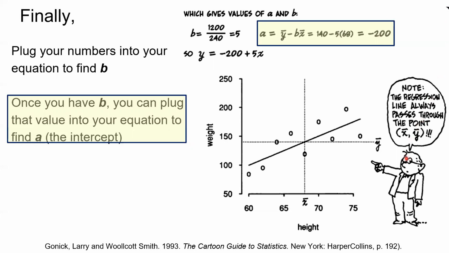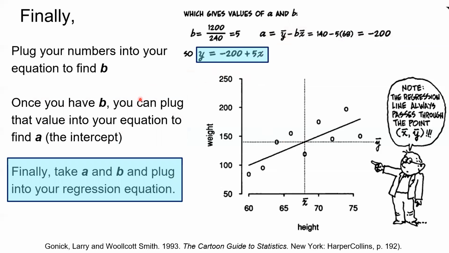Now, one of the other things that Gonick and Smith point out is that the regression line always passes through this point right here, the mean of X and the mean of Y. So you know where that's going to be. It's pivoting on that intersection point. And so your line is always going to come through that value.